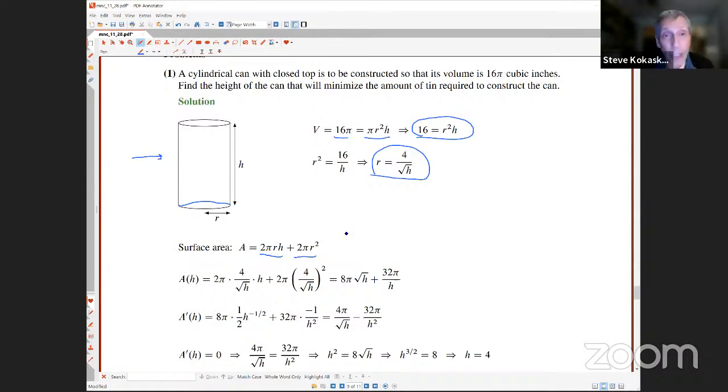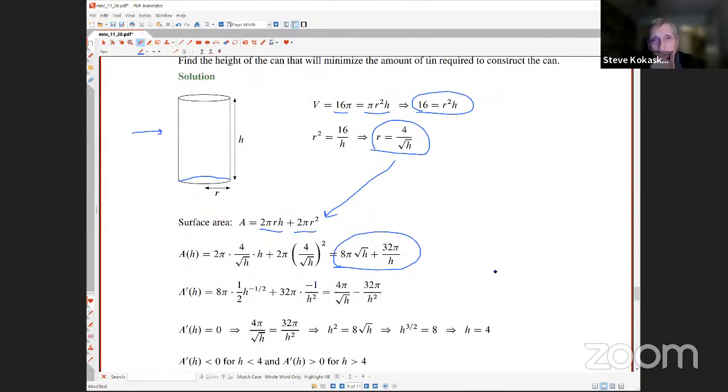So there's an expression for A. It's got two variables, R and H. So we're not ready to take any derivatives yet. I'm going to use this expression for R and substitute in over here. Here we go. I did that, and I did a little bit of simplification. I've got an expression in terms of H. Oh, this is a neat problem. All right, I'm ready to take a derivative.